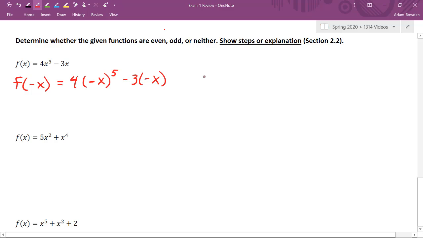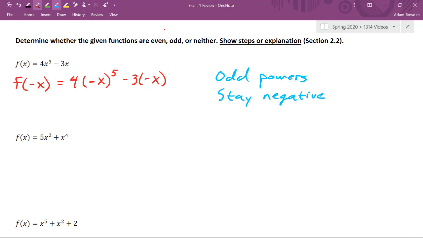Now, the thing to keep in mind here is if we have odd powers, then if we raise a negative to an odd power, it's going to stay negative. So in this case, it's still going to be a negative after being raised to the fifth power, so that negative would turn that to a negative 4 x to the fifth. And then these two negatives will change that to be a positive 3x.